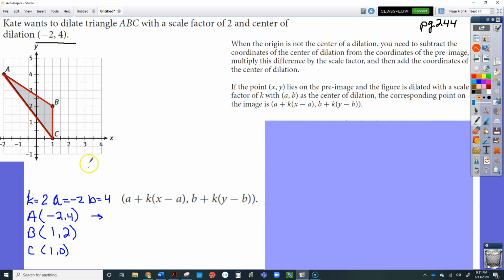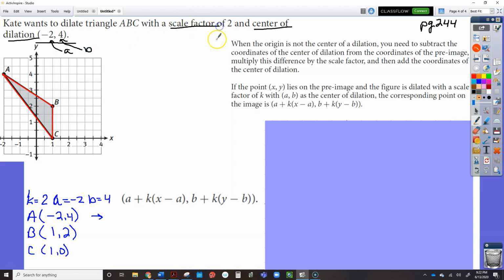Or you can use the center of dilation, which is -2, 4. So that means in this problem, our A value is -2 and our B value is 4. So if this is the center of dilation right here, it will always give you your A value and your B value.